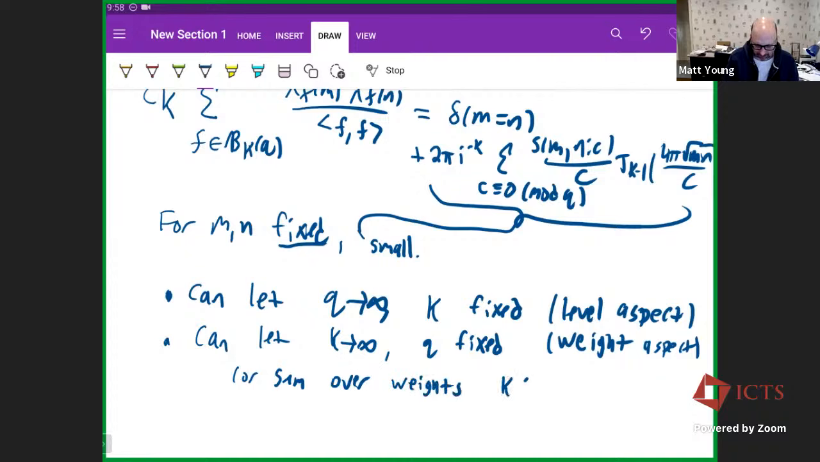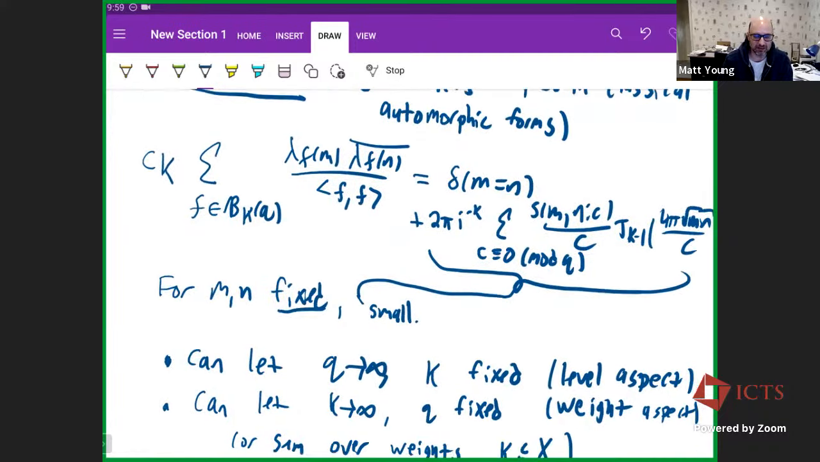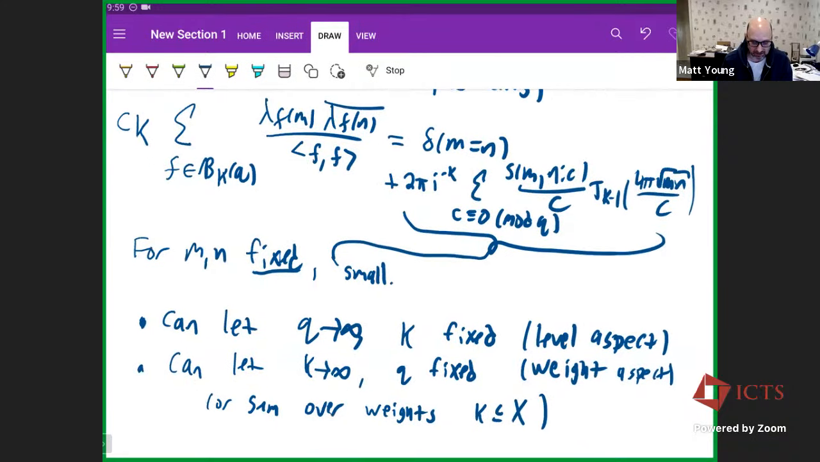Like K up to X, or in some interval or something like that. So you can also sum over the weights if you want to, and that will lead to better results. This is one of our well-studied families of modular forms, I suppose, and there are associated L functions. We can study those L functions using this Petersson formula as a substitute for the orthogonality of characters.